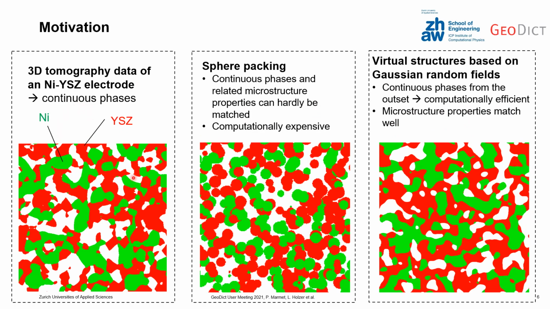Okay, we now want to model such a microstructure, and if we do that with sphere packing algorithms, it's quite hard to get these continuous phase networks, and also the related microstructure properties are hardly matched. Of course, it can do better than here shown in this picture, but I think you see the point. You need to force this particle system to something continuous, and this will also be computationally expensive. An alternative approach is to use Gaussian random fields as a base for the structure generation. And you see, here you get continuous phase networks from the outset, and it's also quite computationally efficient. Moreover, you will see later that also the microstructure properties match quite well.